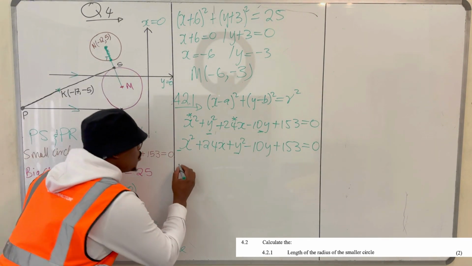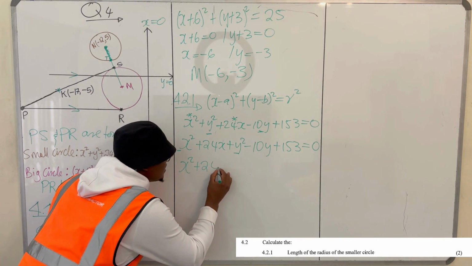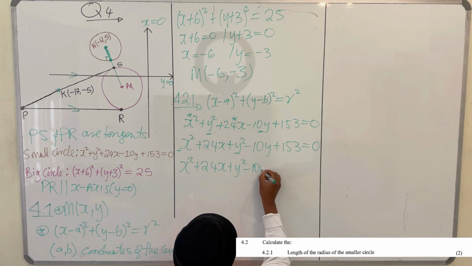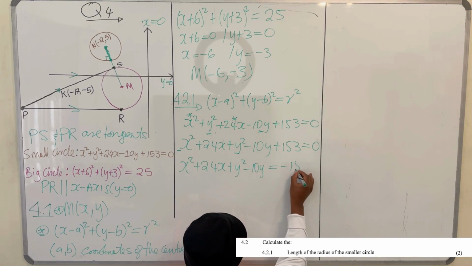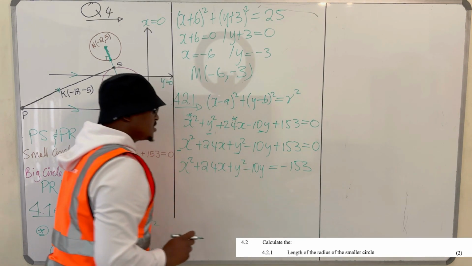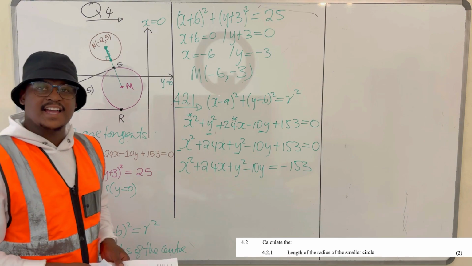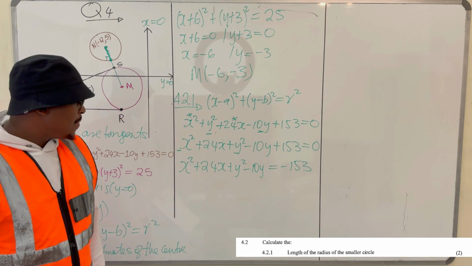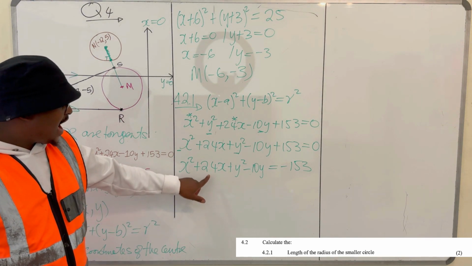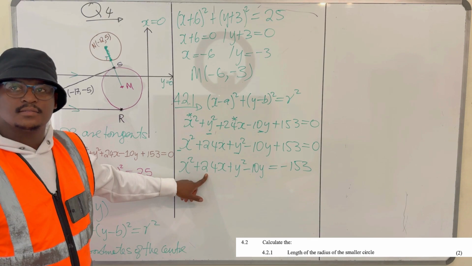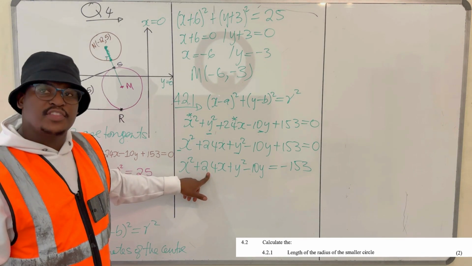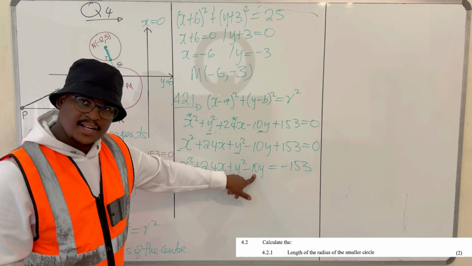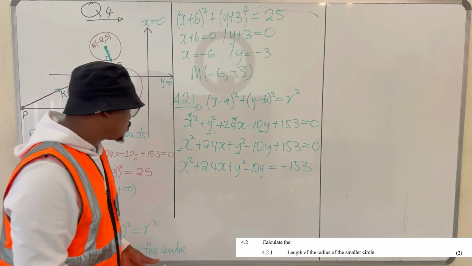So what do you do? We will have x squared plus 24x plus y squared minus 10y is equal to minus 153. So you transpose the constant to the right hand side. So here it is on the right hand side. What is rule number 3? Rule number 3, they say add half of this and square it. So they're saying add half of the coefficient of x and add half of the coefficient of y and square. That's what you do.